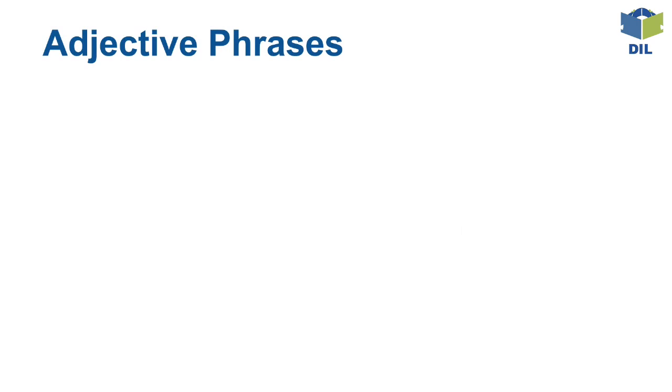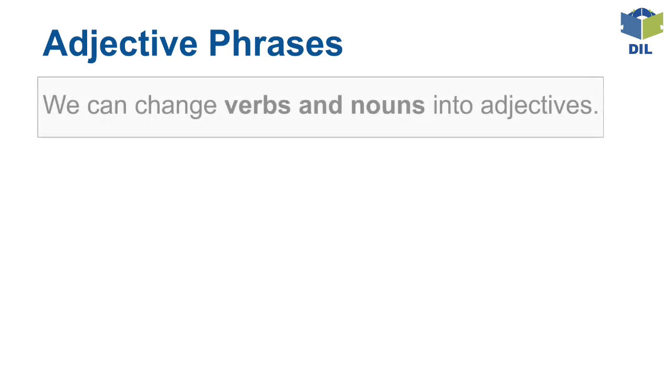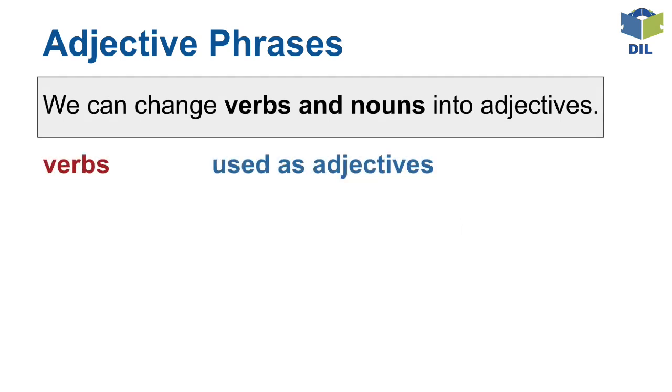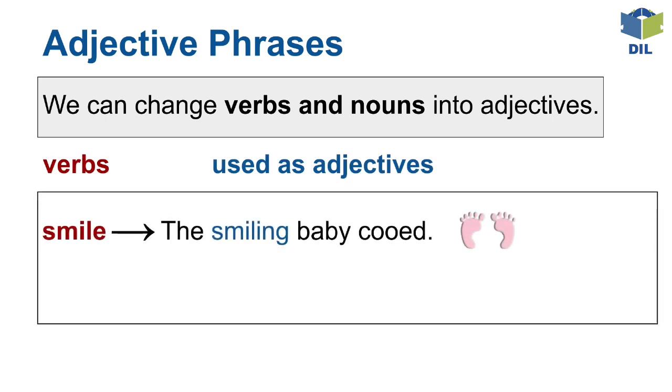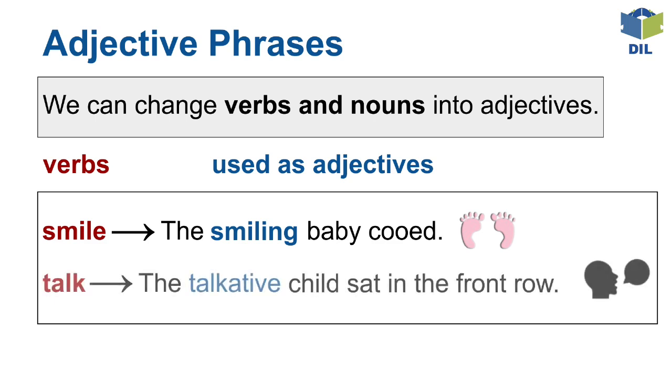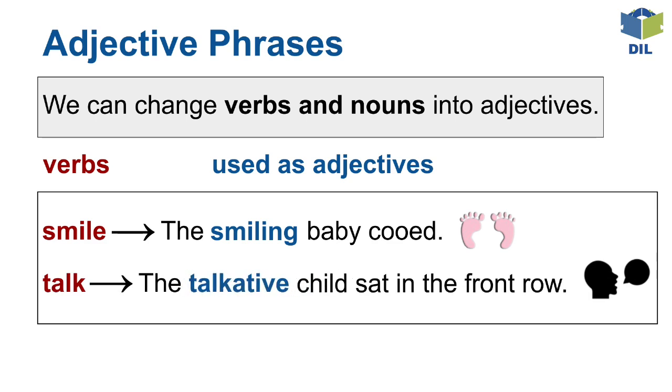Now that we understand the different types of adjectives, we can look at how certain adjectives are formed. Did you know that you can turn nouns and verbs into adjectives? That's right. Let's look at the examples below. The verb smile can be used as the adjective smiling. The smiling baby cooed. The verb talk can be used as the adjective talkative, as we saw in the earlier example. The talkative child sat in the front row.